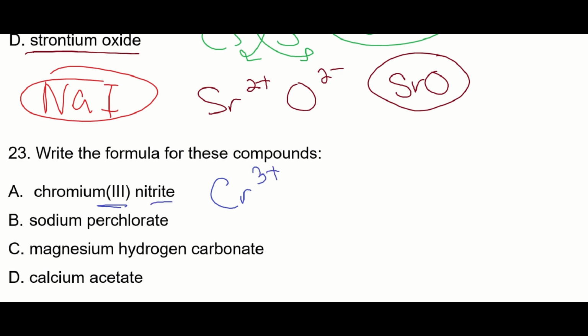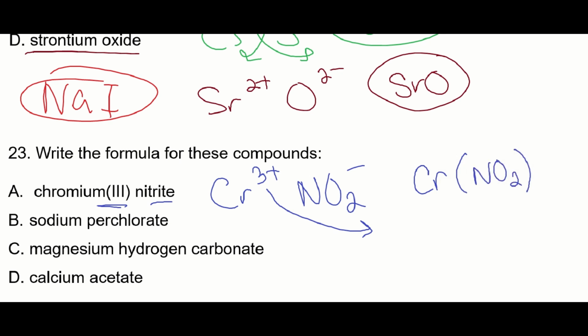Nitrite, is that an element? No, that's a polyatomic ion. That's NO2 with a 1 negative charge. Crisscross. Now, when you have multiple polyatomic ions, you need parentheses. So that's Cr, parentheses, NO2, parentheses, and then put that 3 outside there.